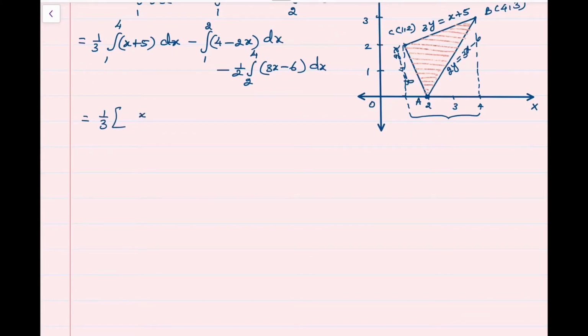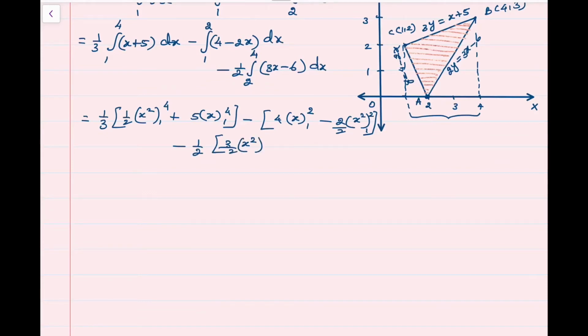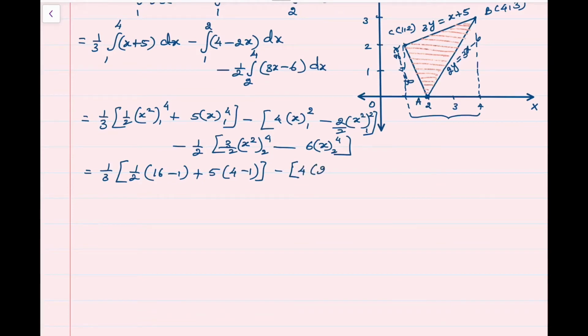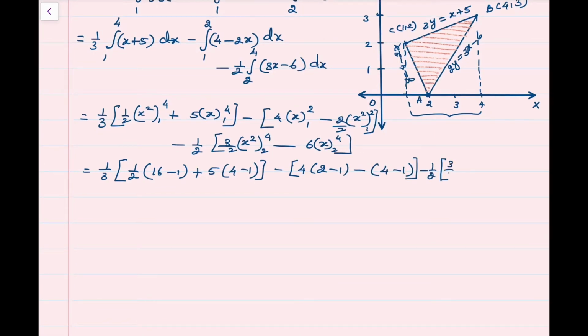1 by 3 times x square divided by 2, 1 to 4, plus 5x, 1 to 4, minus 4 times x, 1 to 2, minus 2 times x square divided by 2, 1 to 2, minus half into 3x square divided by 2, 2 to 4, plus 6x, 2 to 4. 1 by 3 times half into 16 minus 1, plus 5 times 4 minus 1, minus 4 times 2 minus 1, minus 4 minus 1, minus half into 3 by 2 times 16 minus 4, minus 6 times 4 minus 2.